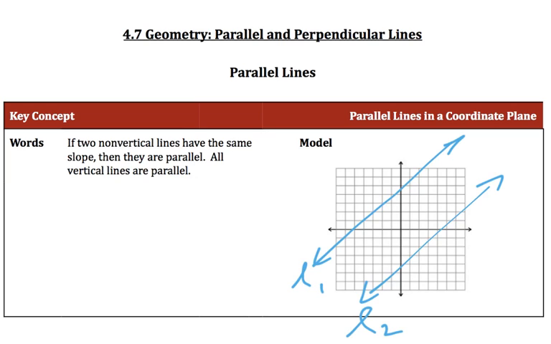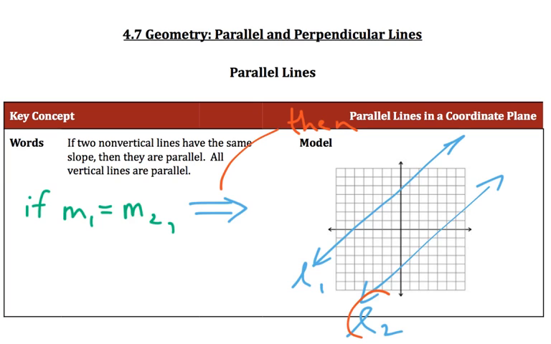So if I have two non-vertical lines that have the same slope, well then that would mean that m sub 1 equals m sub 2. So it's like I'm saying that the slope of this line is the same as the slope of the other line. So if m sub 1 equals m sub 2, then, if I draw two long lines and then an arrow on it, this means, in geometry, that L sub 1 is parallel.